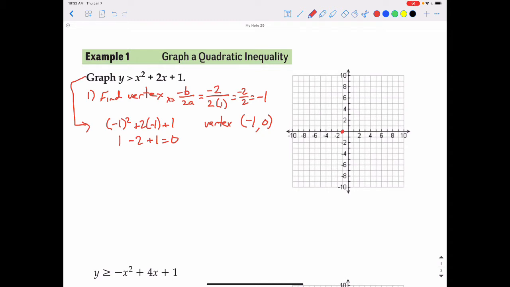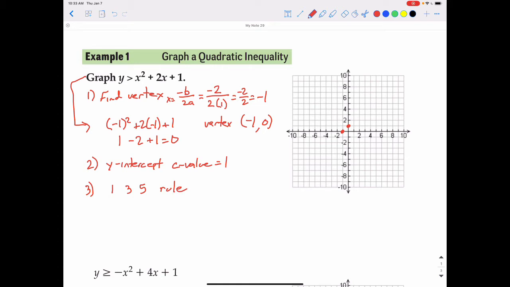And then the second step is to identify the Y-intercept. Remember, the Y-intercept is the C value, and the C value in this case is the 1 at the end of the problem. So the C value is 1, that is on the Y-axis, so I can go ahead and plot that. And then we use what we affectionately call the 1-3-5 rule.